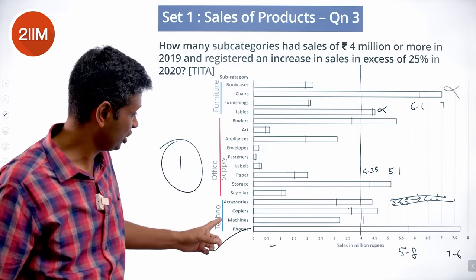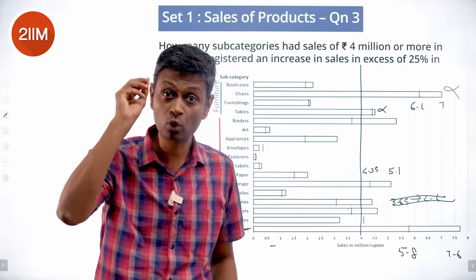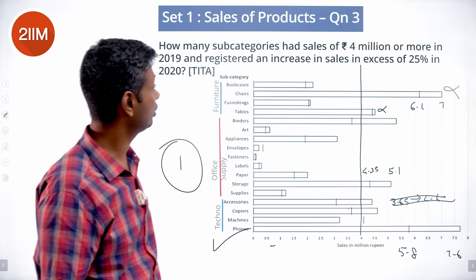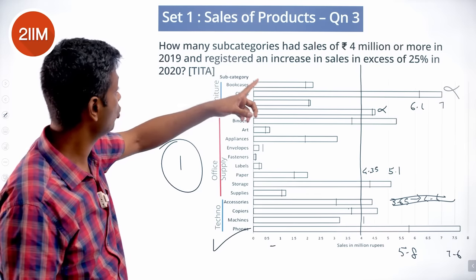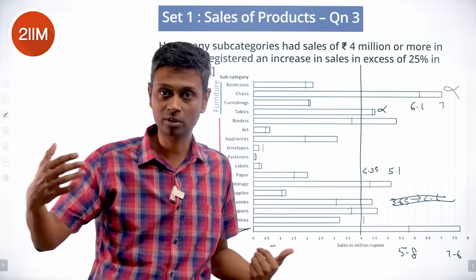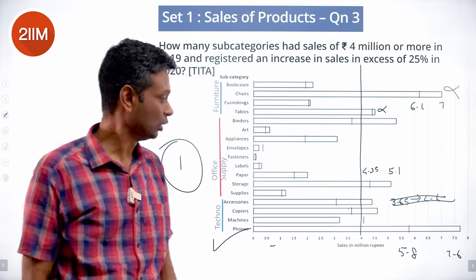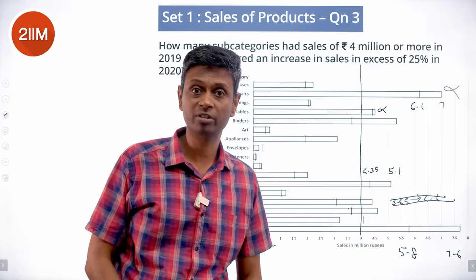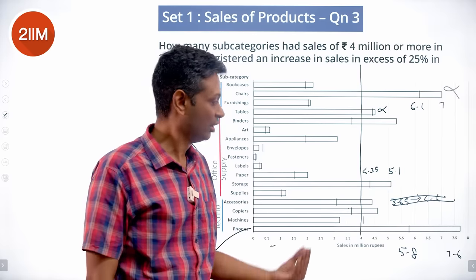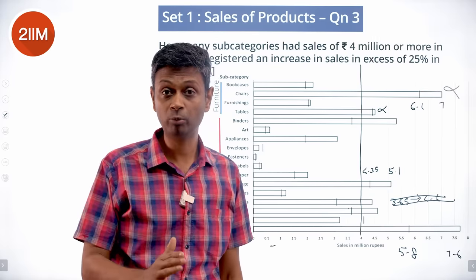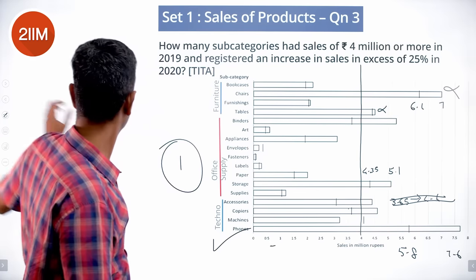I made a mistake and I was thinking about copiers, looking at the 4 million mark for 2020. The 4 million rupee number is for 2019. 4 million or more in 2019. The vertical line should be out beyond this. The bar should be much higher. The only number that qualifies is phones. 5.8 to 7.6 is a more than 25% increase. 5.8 to 7.6, the 1.8 increase. 1.8 by 5.8 is more than 1/4.